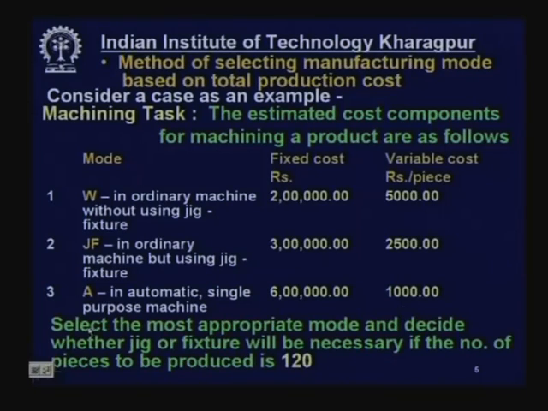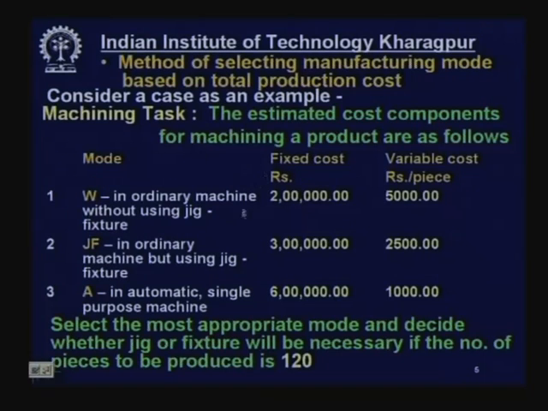Now, the question is, select the most appropriate mode out of these 3 given and decide whether jig or fixture will be necessary or viable if the number of pieces to be produced is 120. Now, this is very important. The selection will finally be governed by these components of the cost as well as the number of pieces or the volume of production. You can see later on.